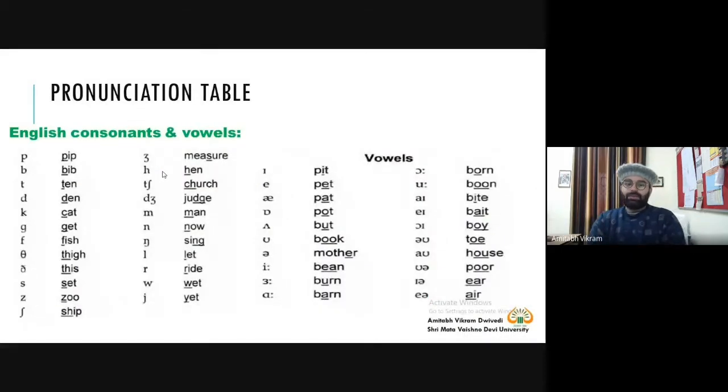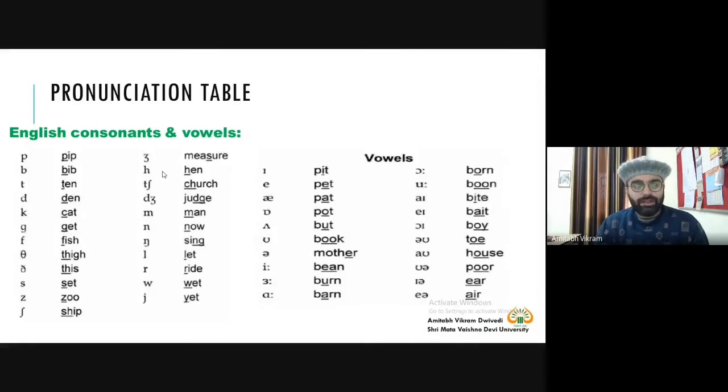Now this is the new start for us today, and we will see this pronunciation table. As you can see, on the right hand side you will find the words. They are spelled, and they are also underlined, like certain letters are underlined. Those letters represent specific sounds. These are all sounds that are there in the English language, and we will see how they are pronounced.